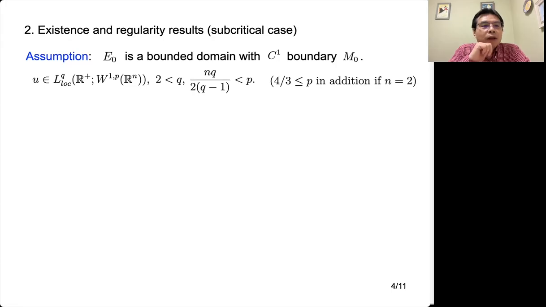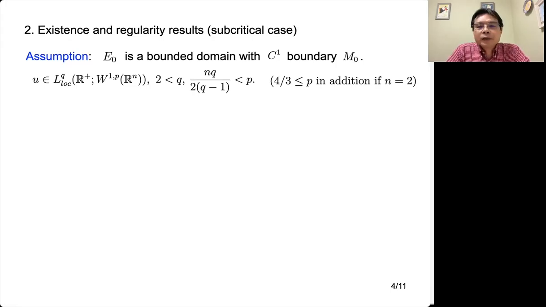That is, Q, the exponent for time, is bigger than 2. By the way, 2 is more like a dimension of time here, so Q bigger than 2 means slightly bigger than the dimension of time. And P is bigger than nQ over 2 times (Q minus 1). So it looks like a Sobolev exponent. And in the case of n equal to 2, additionally, I need P to be bigger than or equal to 4 over 3, for a technical reason.